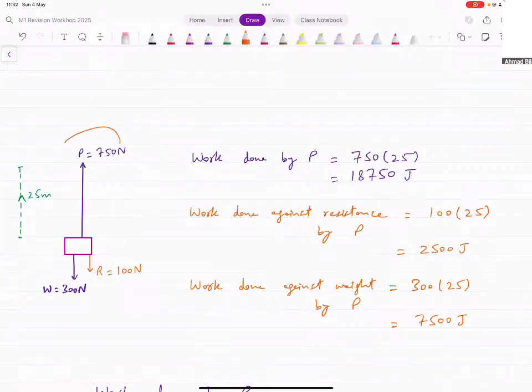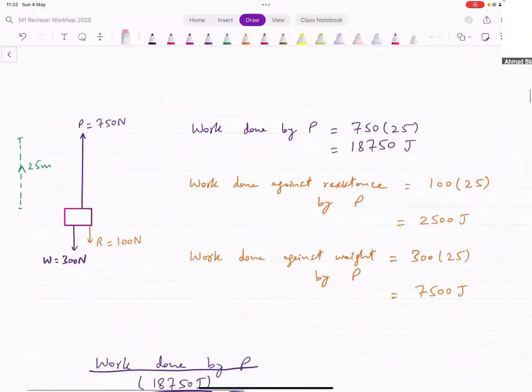Work done against the weight. So we have this force acting in the upwards direction. It's also doing some work against the weight because weight is opposing that force. Weight is opposing the motion. Now, how much is that? Just multiply weight by the distance traveled, and that turns out to be 7,500 joules.